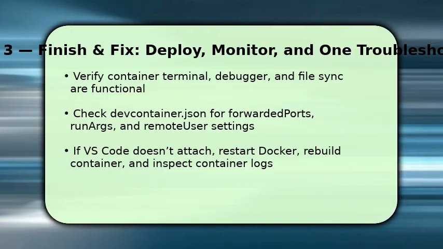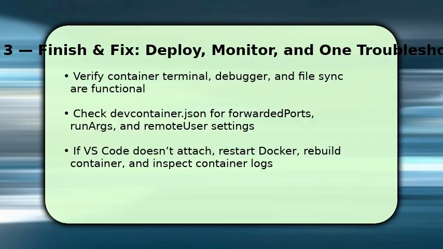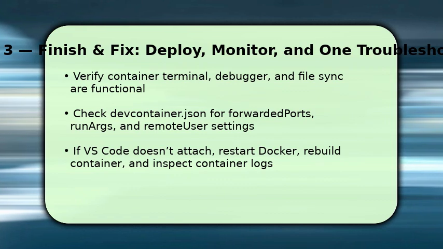Make adjustments in devcontainer.json for forwarded ports, additional run args, or environment variables as needed. If something goes wrong, try a rebuild: Remote Containers: Rebuild Container. And if that fails, restart Docker Desktop and inspect container logs with docker logs.